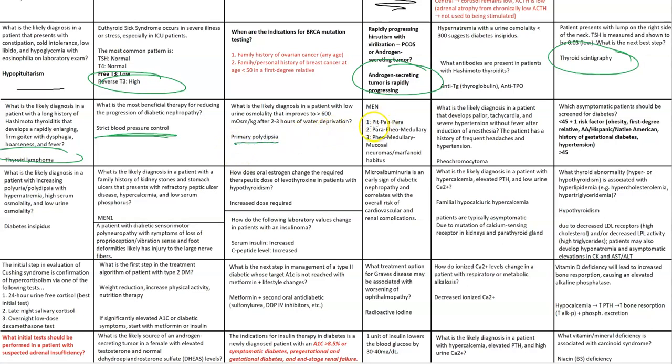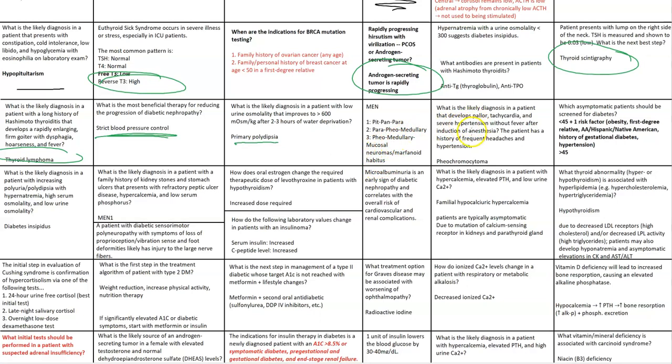MEN 1 involves the pituitary, pancreas, and parathyroid hyperplasia. MEN 2A is going to be parathyroid hyperplasia, pheochromocytoma, and medullary thyroid cancer. 2B is going to be pheochromocytoma, mucosal neuromas, marfanoid habitus, and medullary thyroid cancer.